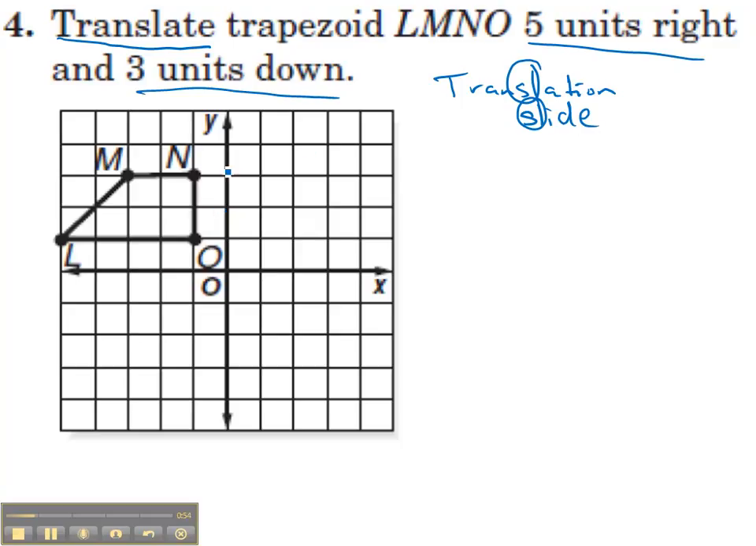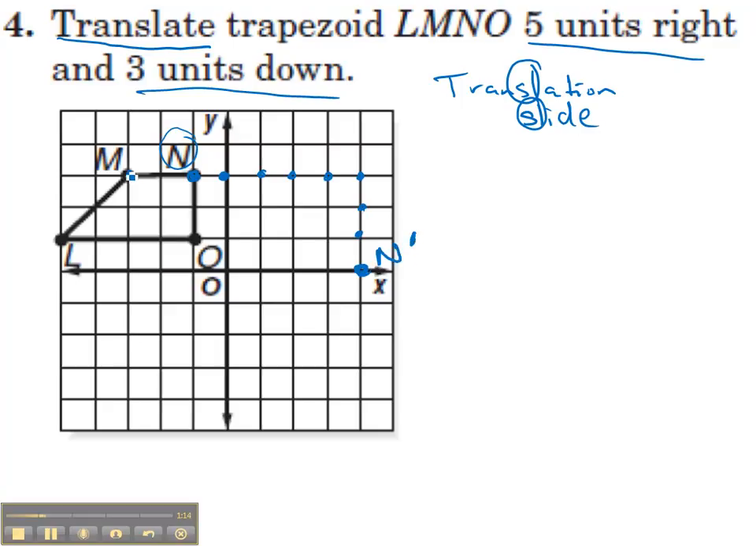So they tell us 5 units right. So the way you do this is you pick a vertex. So I'm going to start with N, and I'm going to count 5 to the right. 1, 2, 3, 4, 5. So I've increased the x coordinate by 5, and then 3 units down from there. So 1, 2, 3. There's my new N, and we call that N prime.